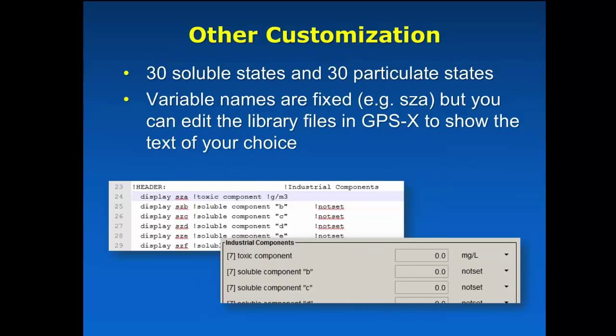So you can actually go in and modify our GPSX menus to name these and give these some meaning. For example, I'm going to show you an example in a moment where we pretend that this SZA state variable, the fixed name we've given to this particular state variable, is some sort of toxic component coming into the plant. In the GPSX menu, we show that this is operating at a certain number of milligrams per liter, and it can interact with the biology that's going on.